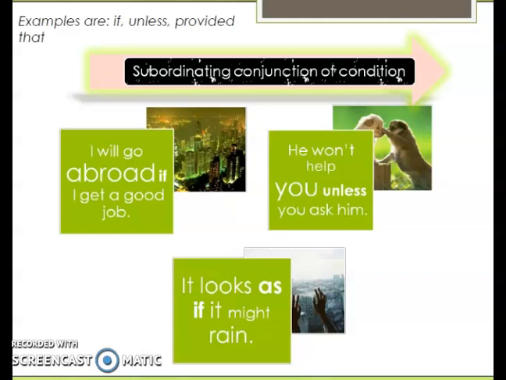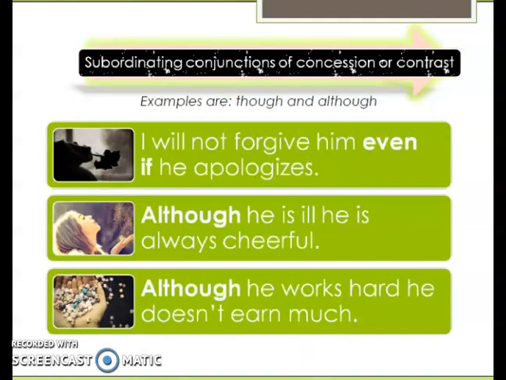Next we have subordinating conjunctions of concession or contrast. Examples are though and although, even if. I'll not forgive him, even if he apologizes. Although he is ill, he is always cheerful. Although he works hard, he doesn't earn so much. These are the examples of subordinating conjunctions of concession or contrast. They show the contrast of the action.